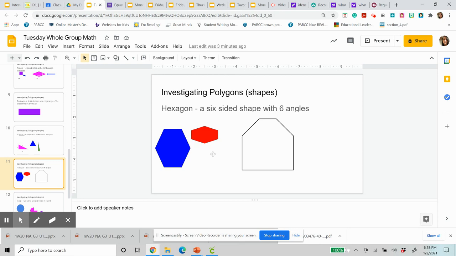This is a six-sided shape. So you got to be able to count the sides. Here, this doesn't look like either one of these, but 1, 2, 3, 4, 5, 6, right? And there's our angles. So 1 point, 2 points, 3, 4, 5, 6 points. Okay? So 6 sides, and 6 angles. Corners, points, right?